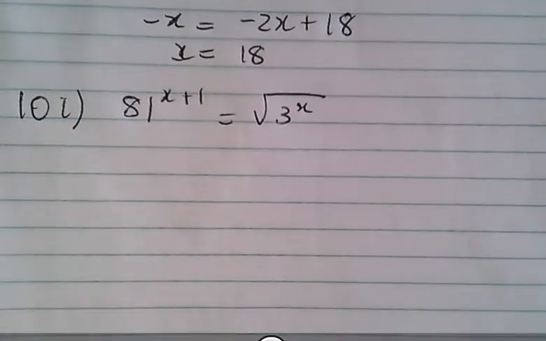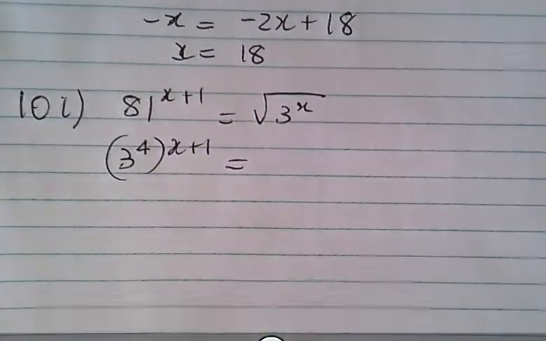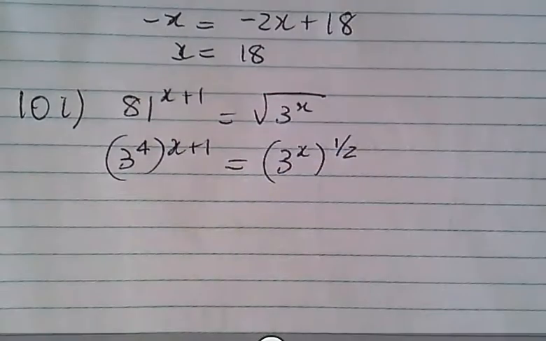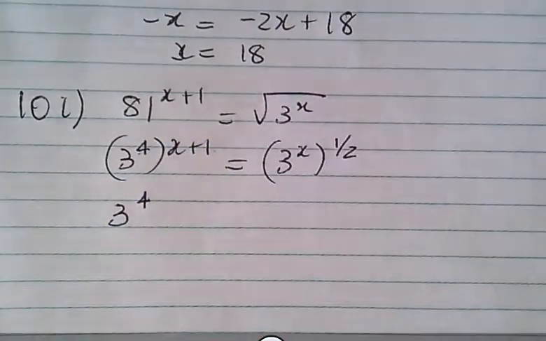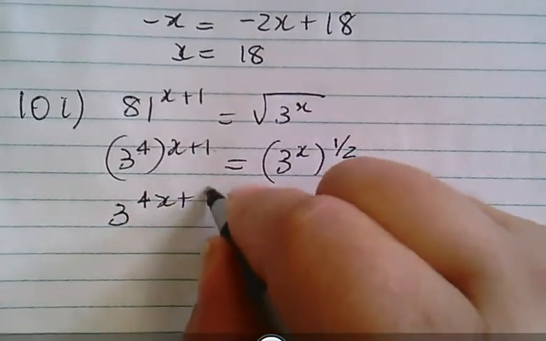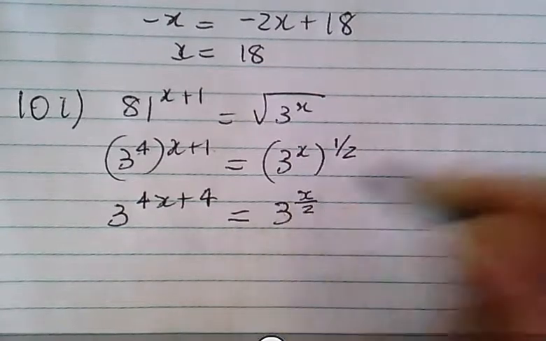81 is, well, it's 9 times 9, which is 3 squared times 3 squared. It's 3 to the power of 4, bracket, x plus 1, equals, how are you going to write this? 3x to the power of a half. Square root is power of a half. Multiplying your indices, you know, a to the m, all to the power of n, is a to the m times n. So we've got 3 to the power of 4x plus 4 equals 3 to the power of x over 2.